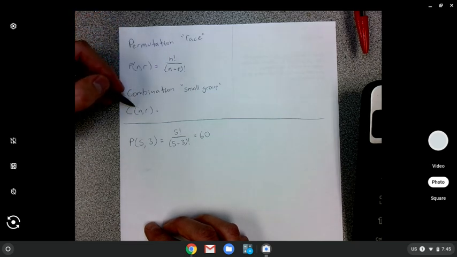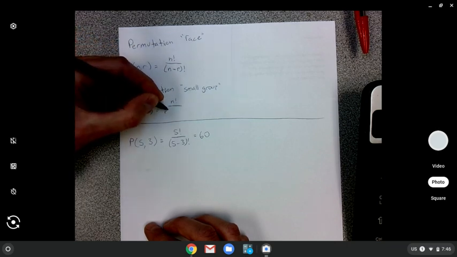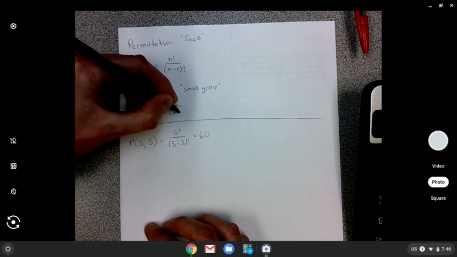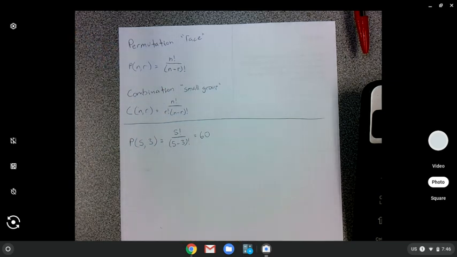The only difference between the formulas is this extra r factorial, and I'm not going to get into where that comes from right now. So that ends up being the formula for a combination.